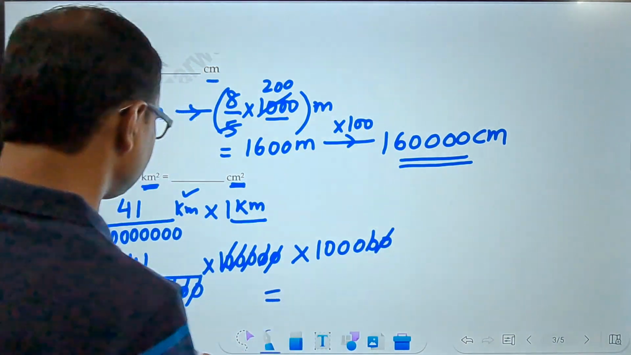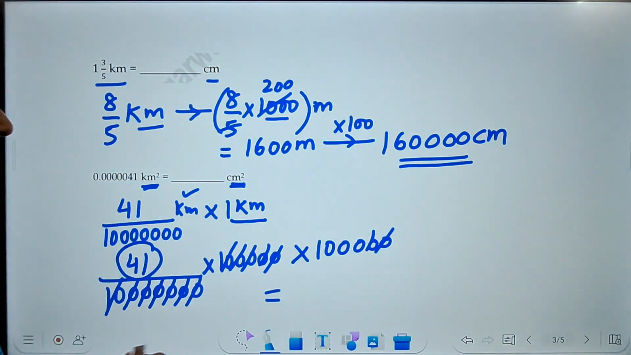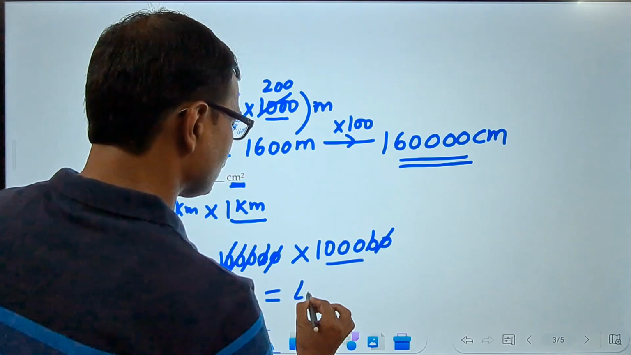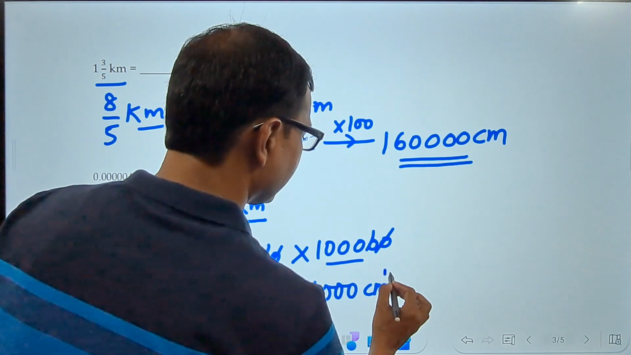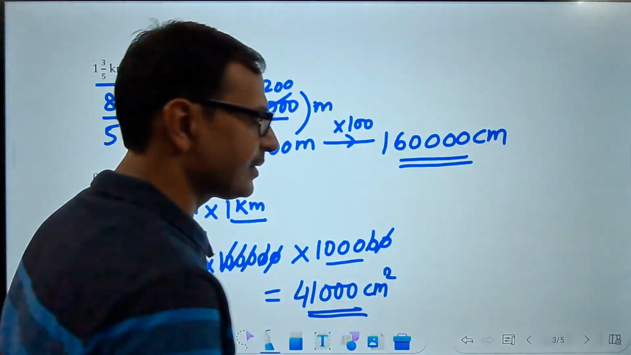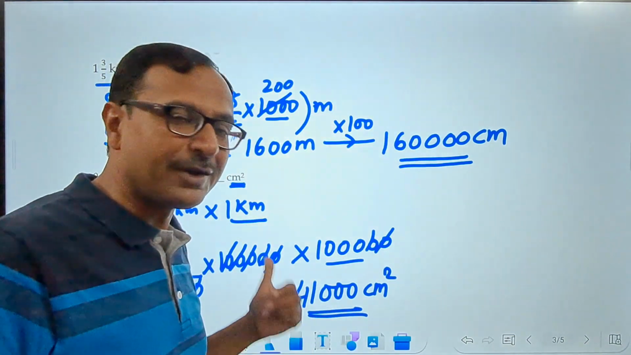So what is the answer? Here you have 41 and here you have 3 zeros. So 41 followed by 3 zeros centimeters square will be your answer for this particular conversion.